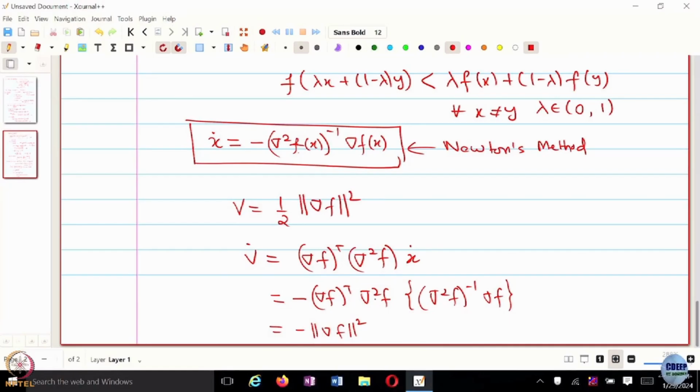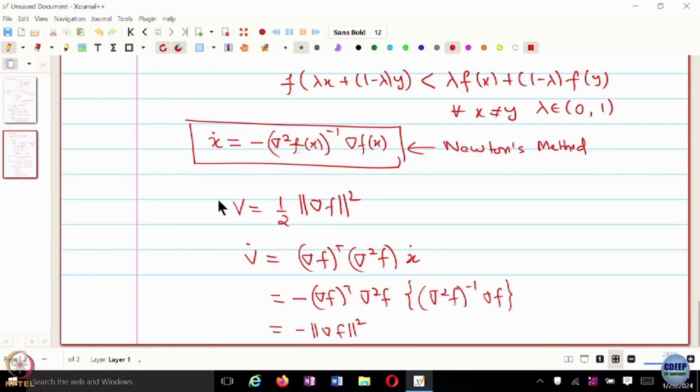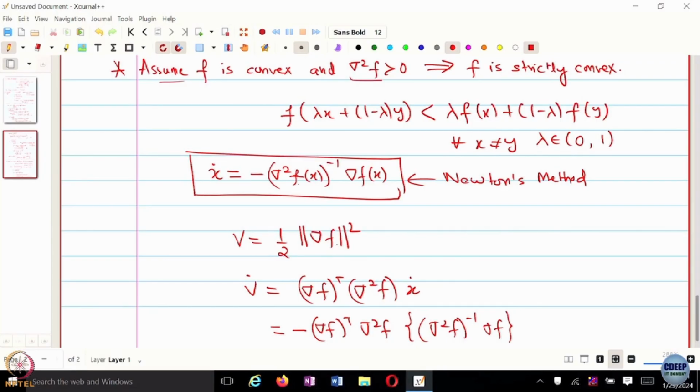And for the strictly convex case, at least when you have the Hessian to be invertible, this may make sense, right? So what do we get? V dot is the negative of this particular term, which is minus 2V. So V dot is equal to minus 2V, or V converges exponentially fast. Again, it does not tell us anything about the optimizer x, but we know that the Lyapunov function V converges exponentially fast. That means the gradients vanish exponentially fast.